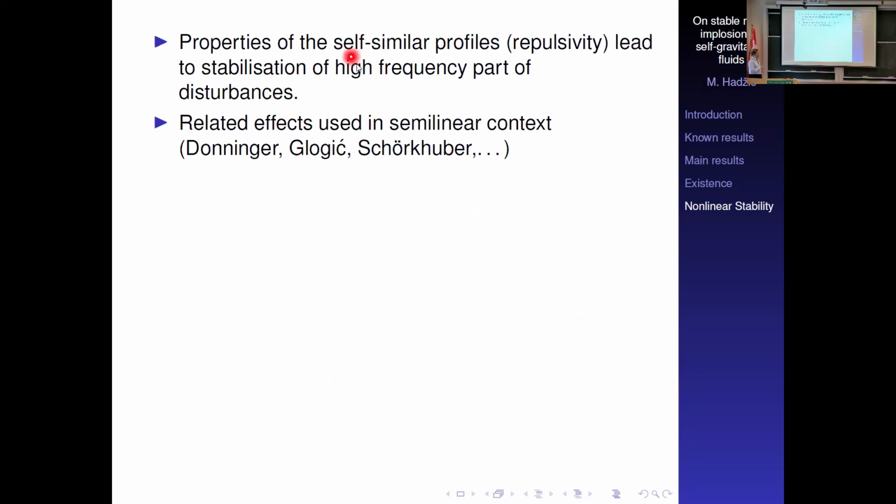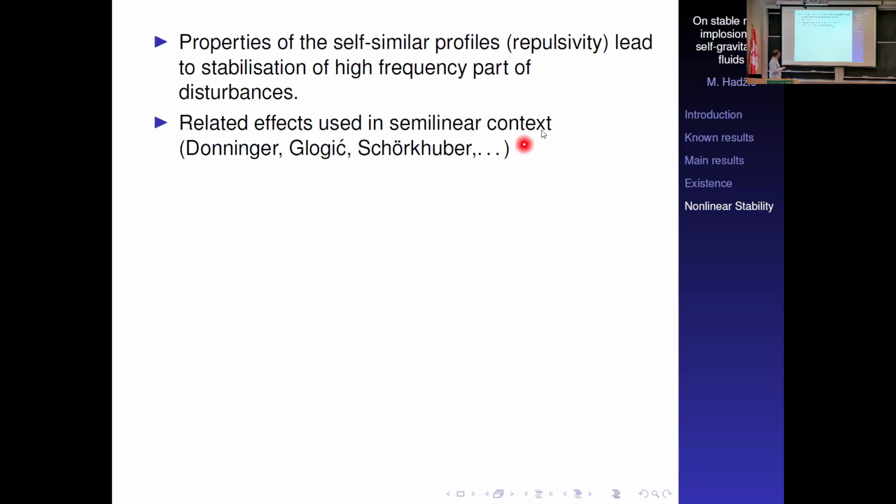Already in the work of Merrill, Raphael, Sheftel, and Rodnyansky and Sheftel, it was clear that certain features of the background profile will stabilize the flow at high frequencies, okay? And that feature carries over. In pretty much any implosion setting, you always have that feature. They like to call it repulsivity. Now, before them, a similar feature was already exploited in semi-linear context. There's a lot of work on this, and this is by no means complete, this is the beginning of a much larger list, but these repulsivity properties have been important.